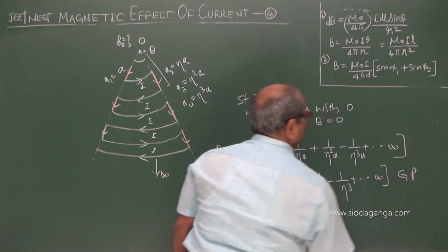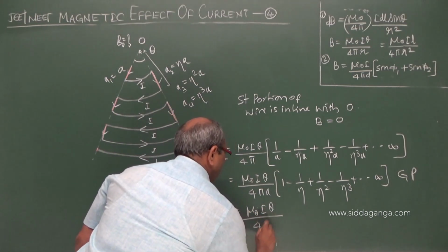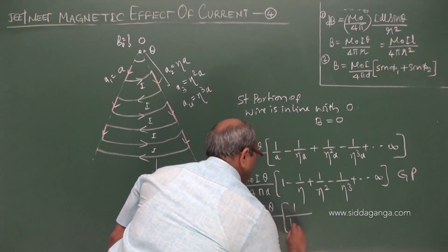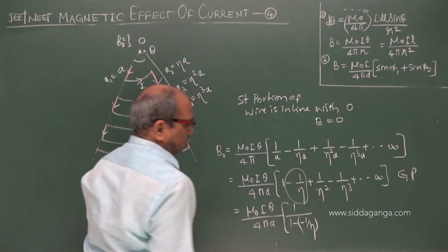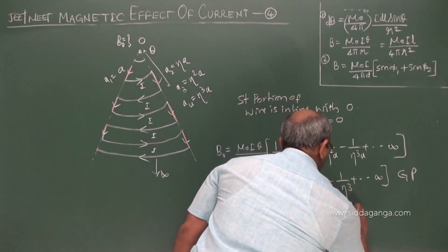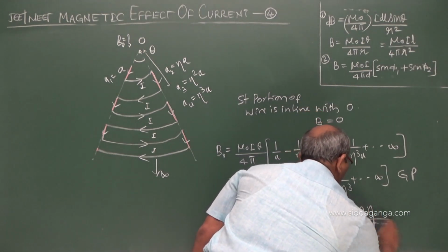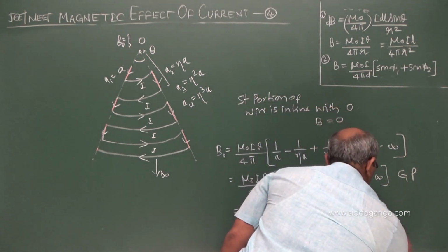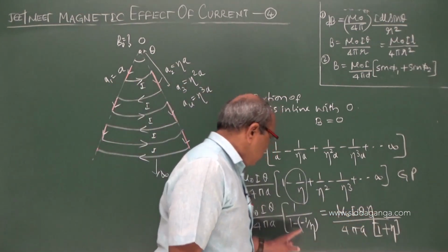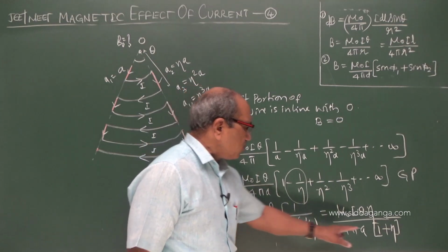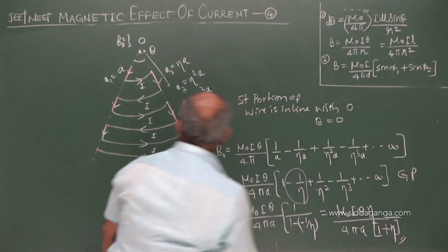It is a geometrical progression, and mu naught I theta by 4 pi A into 1 upon 1 minus, 1 by eta is the common ratio. Therefore, the answer comes to be mu naught I theta eta by 4 pi A into 1 plus eta. That is mu naught I theta eta, because taking the common term eta, it is 1 plus eta. So this is the answer for this question.